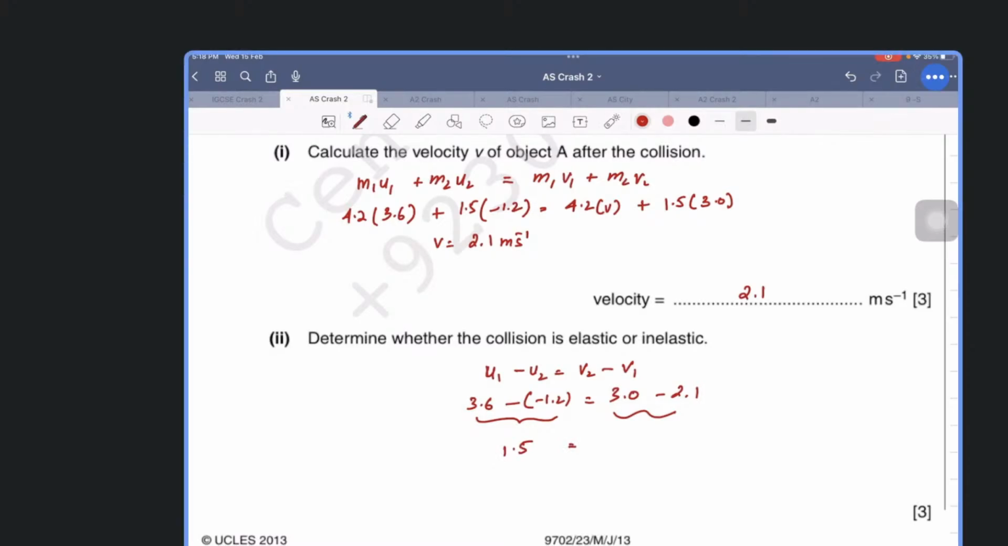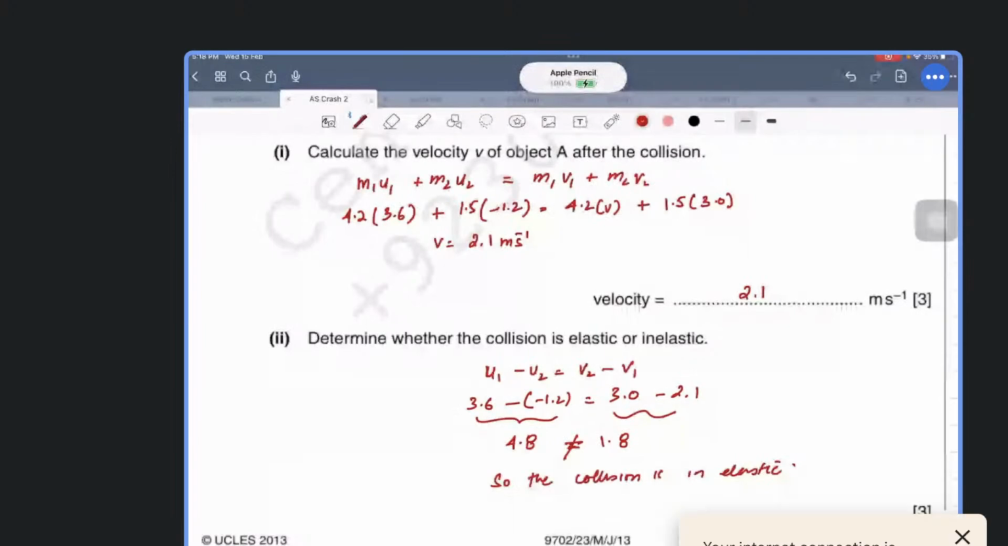If you, it will be plus, right? So 3.6 plus 1.2 will be, I think, 4.8, and that's, oh, sorry. So this is not equal, so the collision is inelastic. You can do that. Okay. Do you understand my point now?